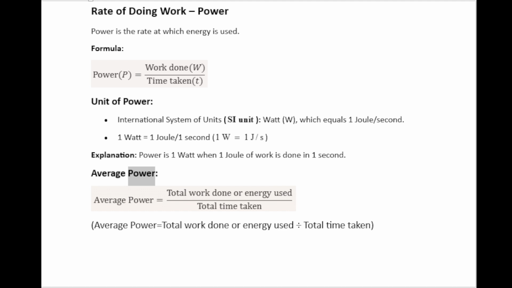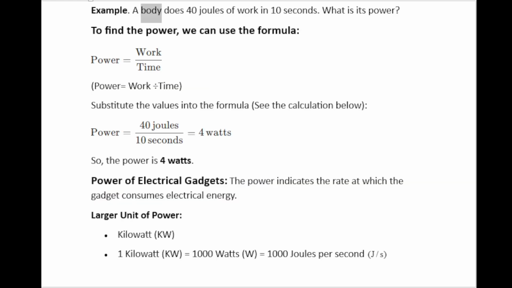Average power. Average power is equal to total work done or energy used divided by total time taken. Example: a body does 40 joules of work in 10 seconds. What is its power?